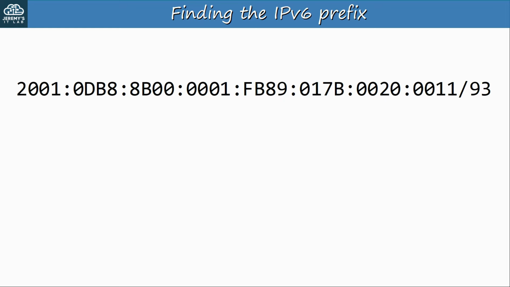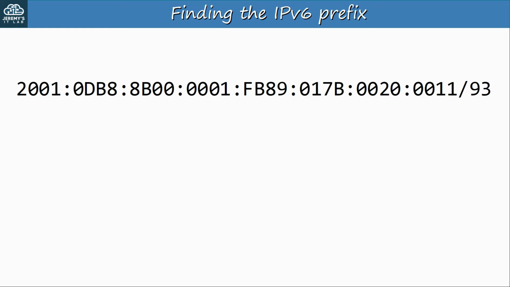So that's all quite simple. Find where the network portion ends and change all digits after it to 0. But with an IPv6 address like this, you need to go through a couple more steps. The prefix length is /93, which isn't a multiple of 4. So that means that the network portion ends in the middle of one of the hexadecimal digits.